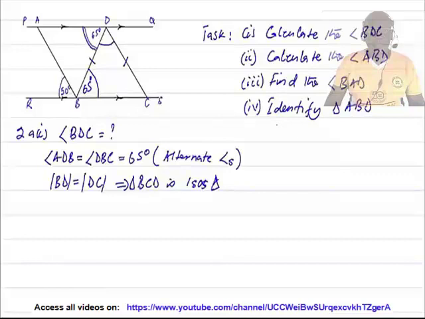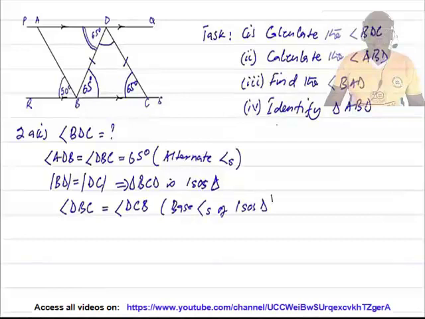Since triangle BCD is an isosceles triangle, it means their base angles are equal. So the angle here is as well 65 degrees. That is, angle DBC equals angle DCB as the base angles of an isosceles triangle.